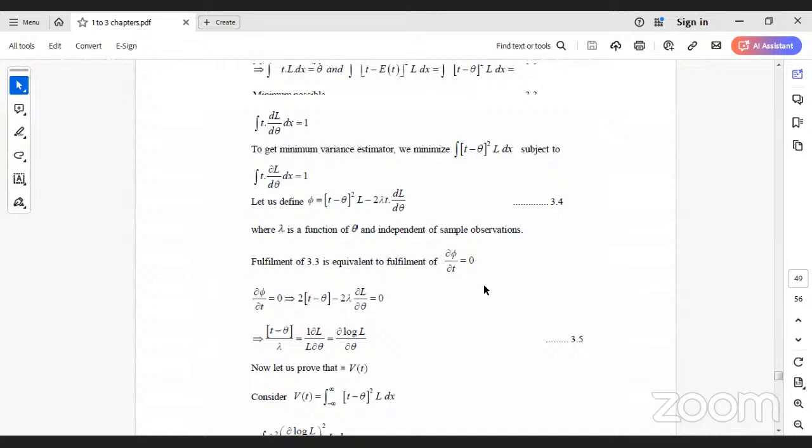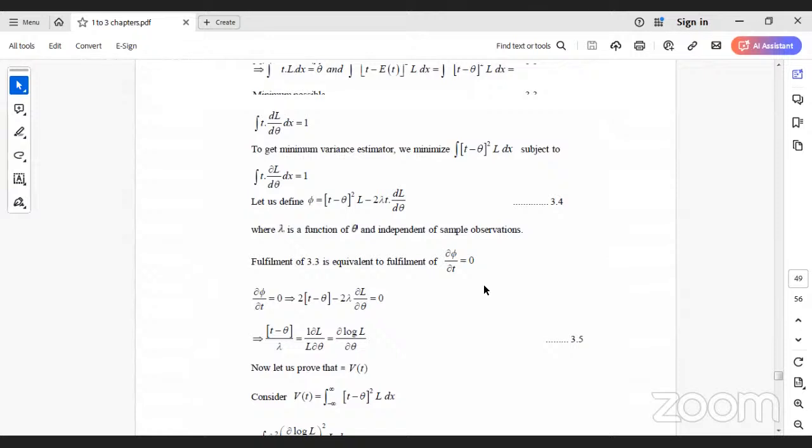The fulfillment of the condition is dou phi by dou T equal to 0. That gives the condition 2 (T minus theta) L minus 2 lambda dou L by dou theta equal to 0. So T minus theta equals lambda times (1 by L) dou L by dou theta, and 1 by L dou L by dou theta is equal to dou log L by dou theta, as we write here.